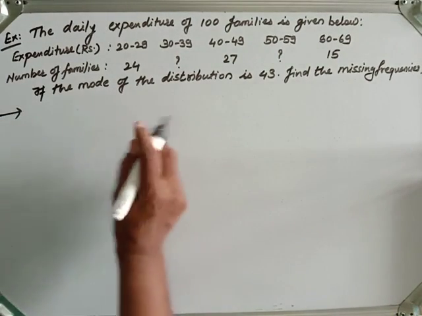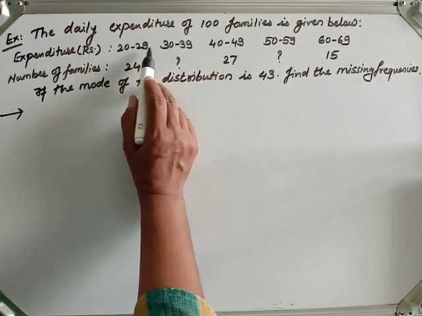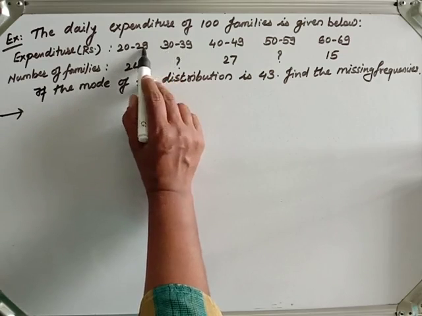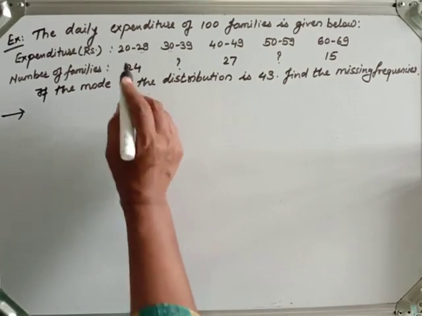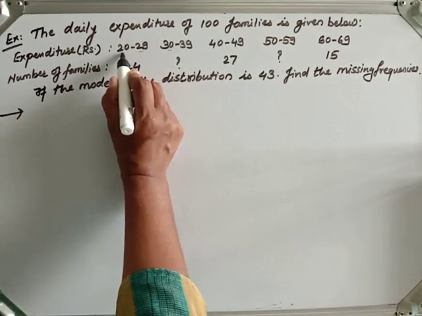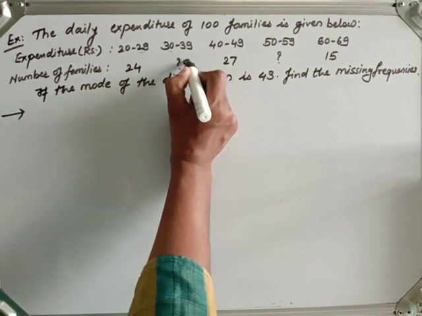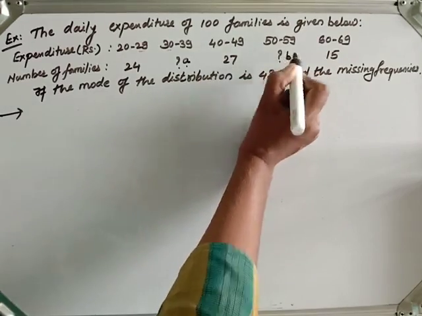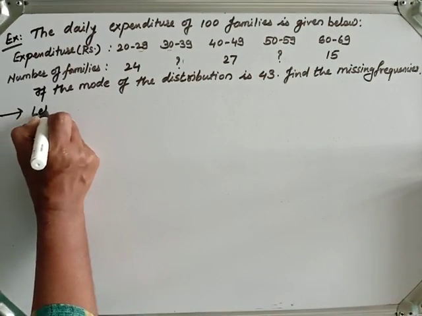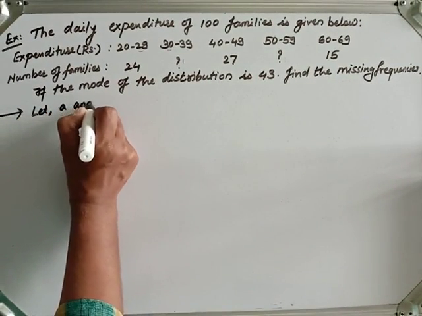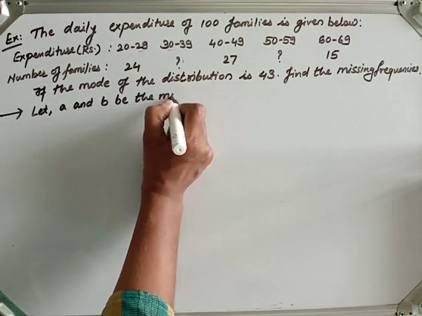Now first of all, look at this, these class intervals are not continuous. The difference between these two, 30 and 29, is 1. So 1 by 2 will be 0.5. So we should subtract 0.5 from the lower boundary and add 0.5 to the upper boundary. And before that, let me assume the frequency of this class is A and the frequency of this class is B. So let A and B be the missing frequencies.